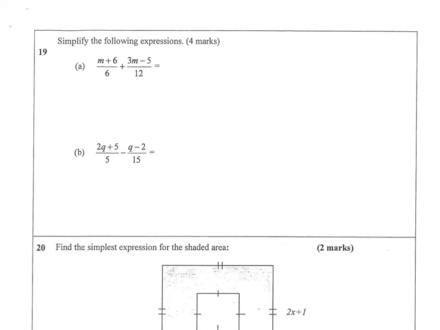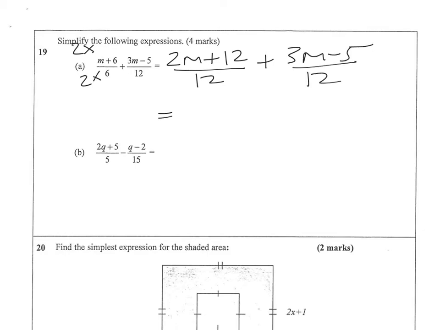Okay, we need a common denominator. So 6 can easily be changed to 12 by just doubling. What you did at the bottom you must do to the top. So we get 2 times everything on top there, which is 2m plus 12 over 12 plus 3m minus 5 over 12. We now have a common denominator of 12. We add the top like terms. 2m plus 3m is 5m, and 12 take away 5 gets you 7.